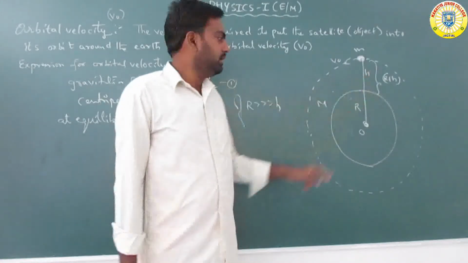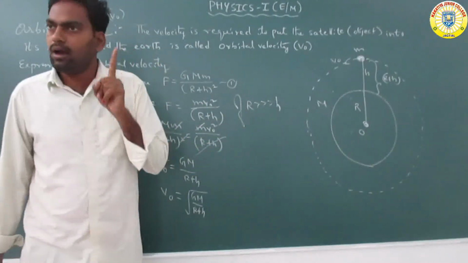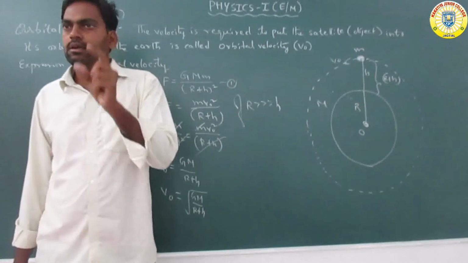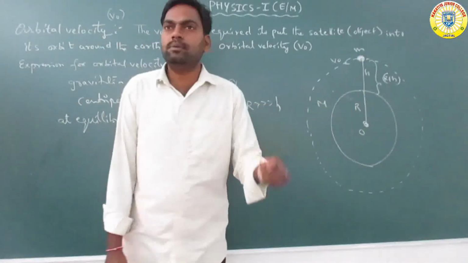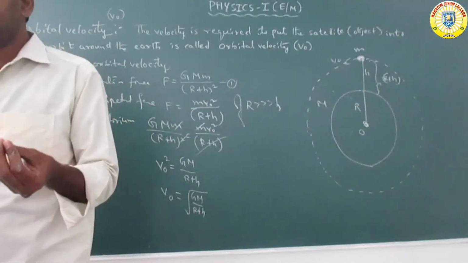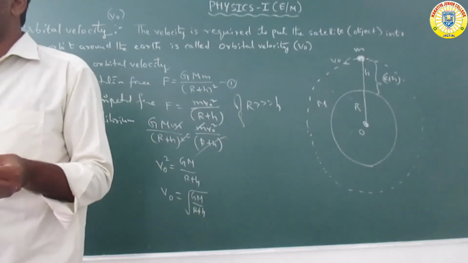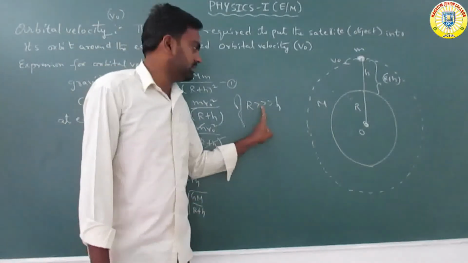So here we take the condition r is greater than h. Compared with r, h, the height, is very small. For example, r is 6400 kilometers and h is about 100 kilometers. The satellite is revolving around the planet very near, or closer to the surface. That particular condition is r greater than h.